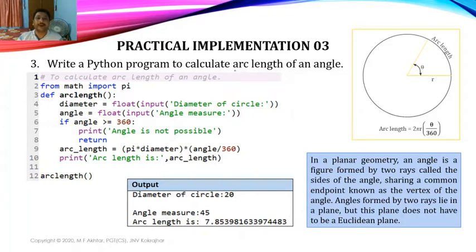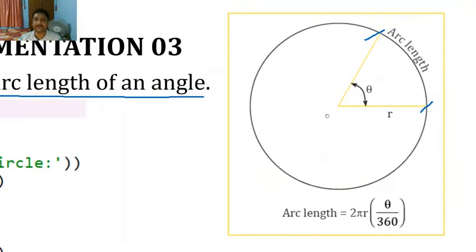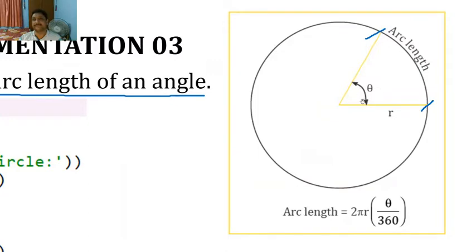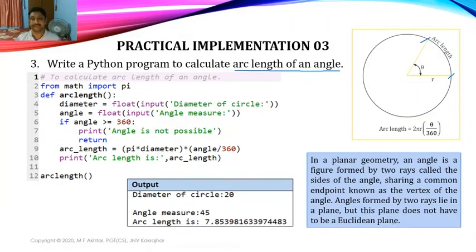Now we are calculating the arc length of an angle. Arc length means this, from here to here. See the formula. To calculate the arc length, this is the formula. Some angle will be there, the radius will be there, and then we have to calculate this part, this arc length. Arc length equals 2 pi r times the angle in degrees, divided by 360. Okay, this is the formula here.